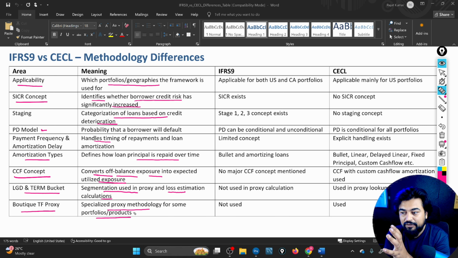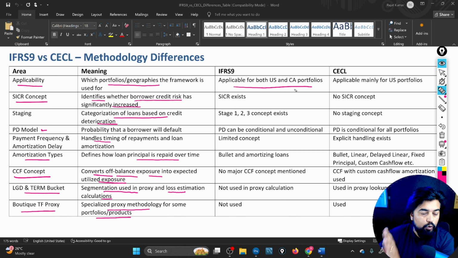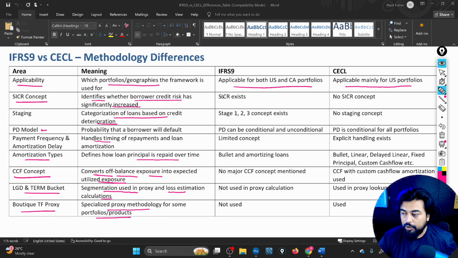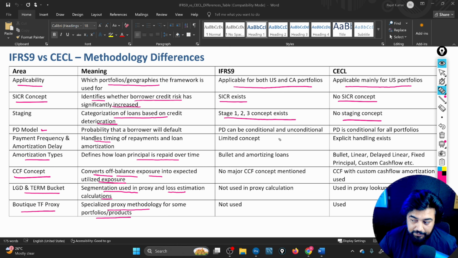Now let's talk about the differences on the basis of all these areas in IFRS 9 versus CECL. On the basis of applicability, IFRS 9 is applicable to the US and Canada, or the whole globe basically. But CECL is only applicable to US portfolios. The US market follows this forward-looking approach. Then for IFRS 9, SICR exists, but in CECL there is no concept of SICR. Then you have the staging concept in IFRS 9. In CECL, no staging concept. In IFRS 9, PD can be conditioned and unconditioned because you have the staging concept. And here PD is only conditioned for all the portfolios based out of the United States of America.